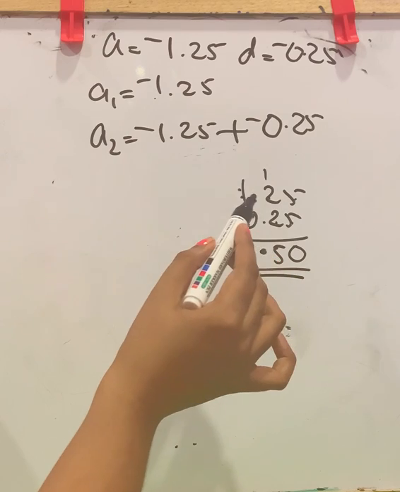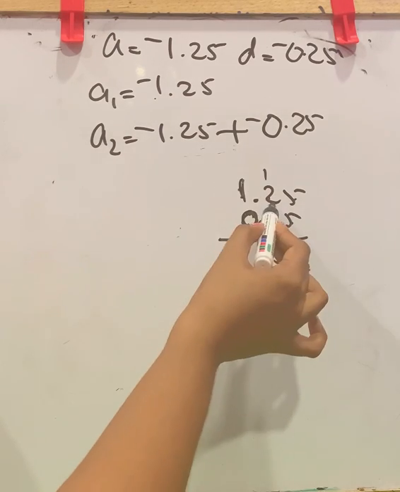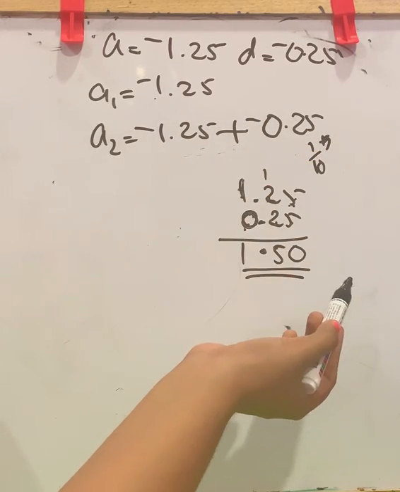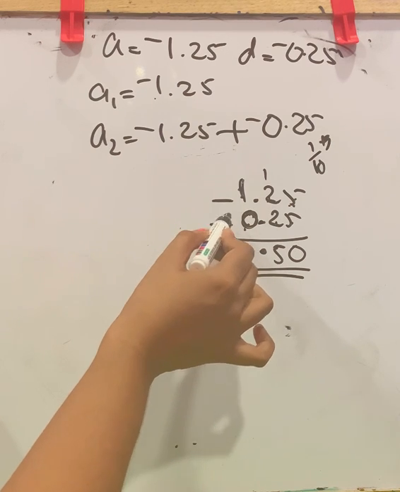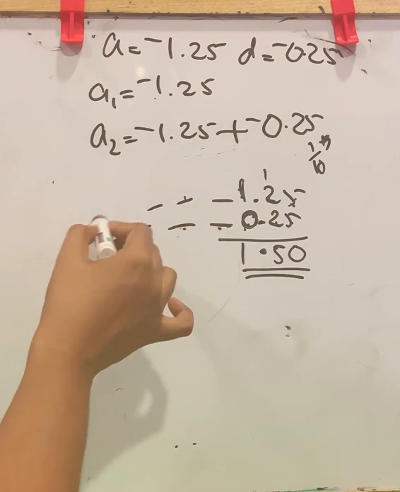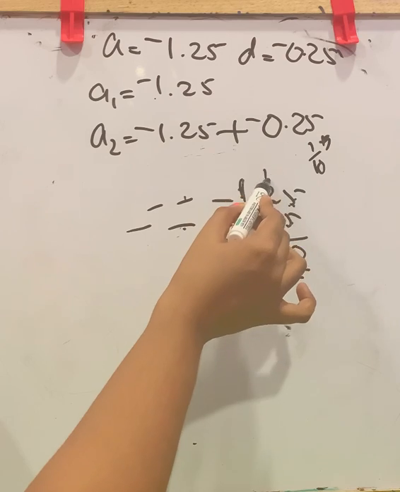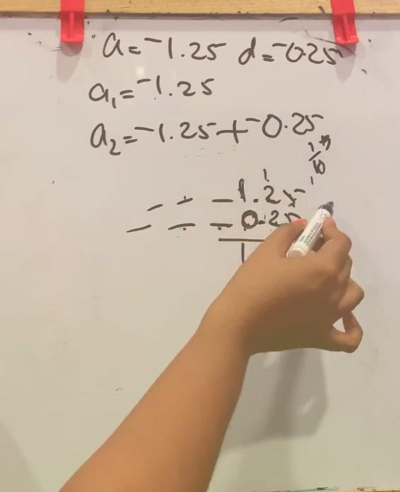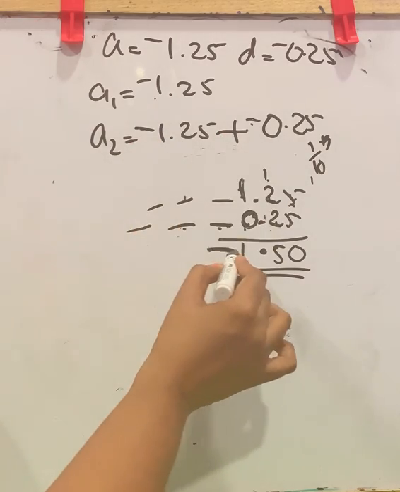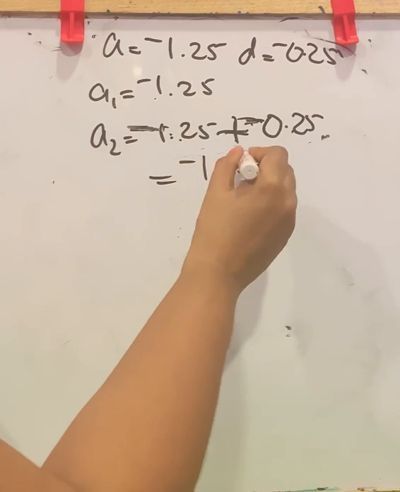Do you know the place value names? Here this is units place. And after decimal, this is 1 by 10th place. This is 1 by 100th place. If a number was here, then you will say it is 10th place. Here the numbers will be hundreds. Here thousands and so on. Here it is 1 by 10th starting after decimal. 1 by 10th, 1 by 100th, 1 by 1000th, like that. So the answer is, here both are negative. So answer will also be negative. The result is minus 1.50.